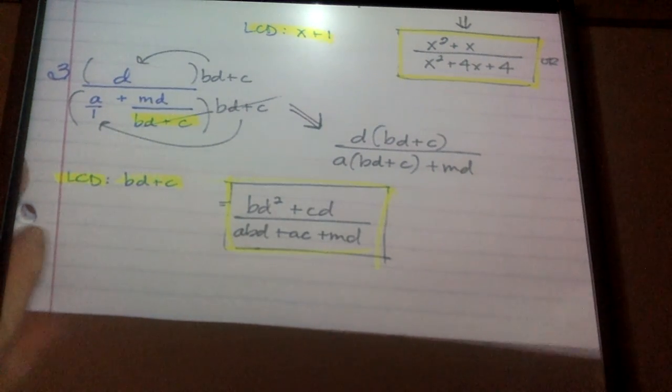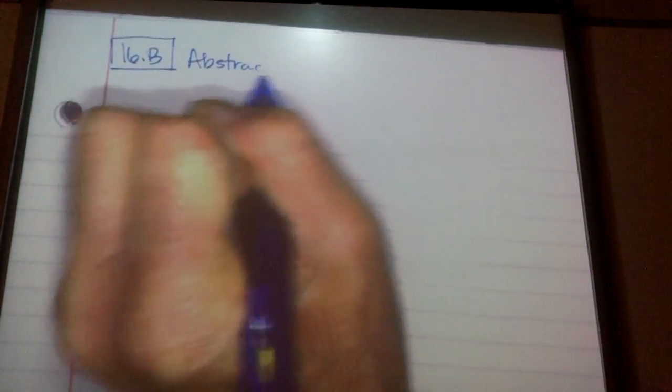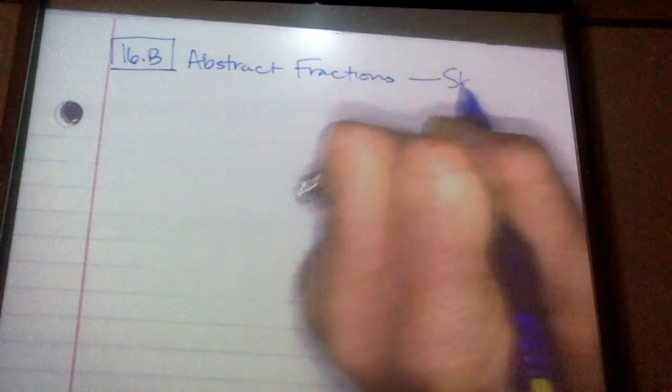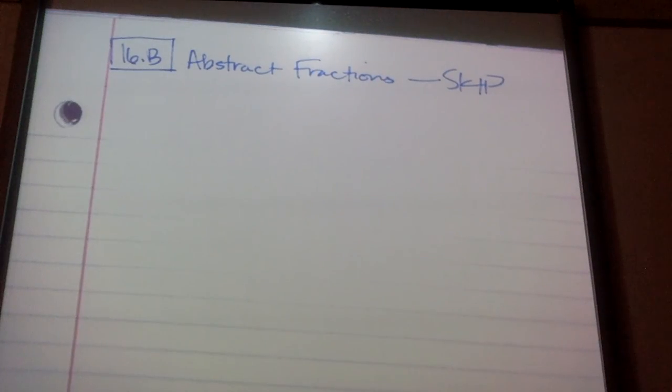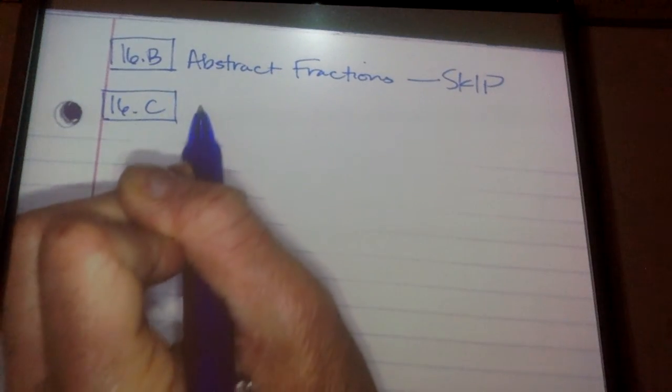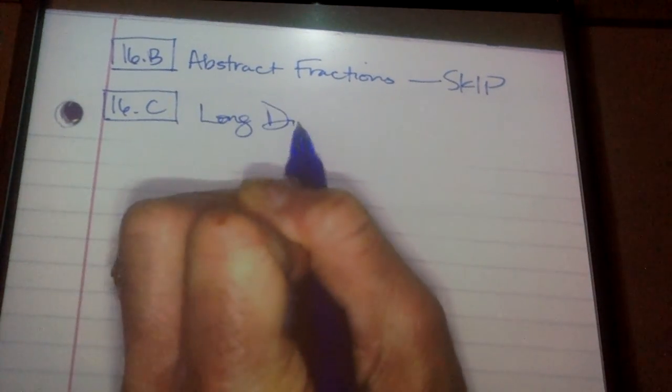Okay. Next one, or the next part of 16. 16.B covers abstract fractions. And we're going to skip that part. We don't cover it in Trig. Okay, sorry. The way I wrote skip doesn't even look like the word skip. So we're going to move on to 16.C, which is also review, and it's long division of polynomials.